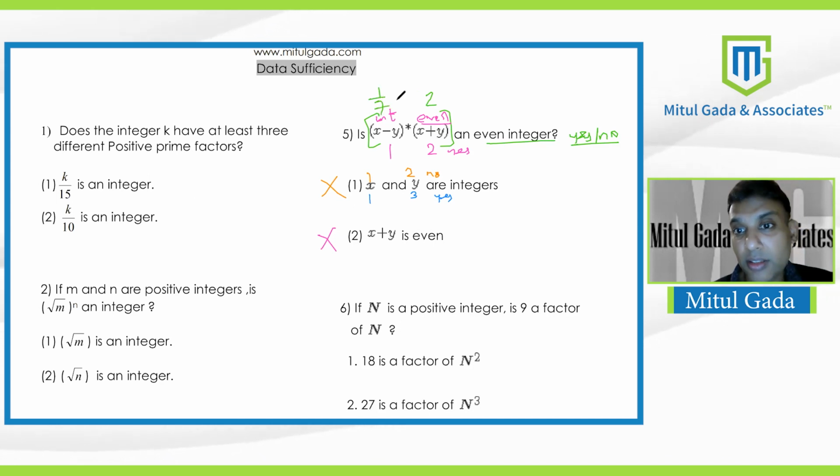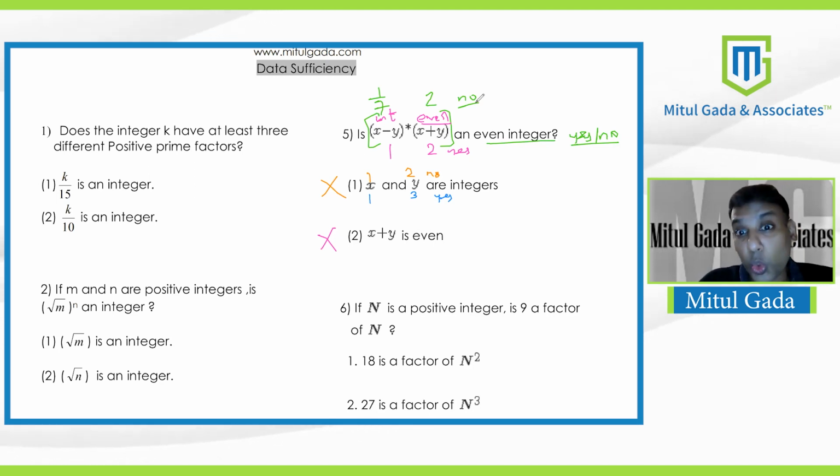Is 2 into 1 by 7 even? No. 2 into 1 by 7 is 2 by 7. It's a fraction. Fractions are not qualified for odd or even. So statement 2 alone is insufficient, though it seems sufficient because we are so used to the statement, oh, even into everything is always even. Even into an integer will be even, but not even into a fraction.